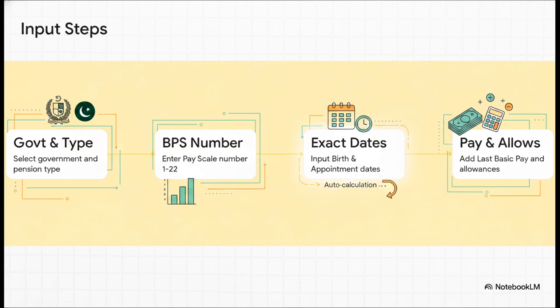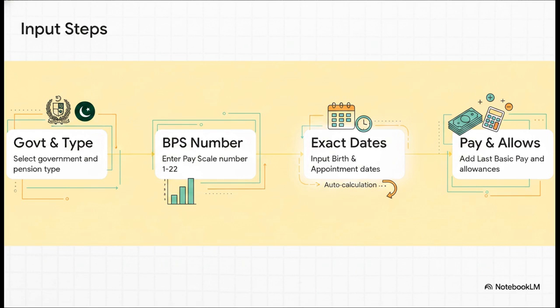Let's walk through these specific steps real quick. First up, you select your government and pension type. For example, 1 is for superannuation, which just means you're retiring at age 60. Then, you plug in your basic pay scale number, from 1 to 22. Next are the dates. You put in your date of birth and date of appointment. And honestly, there's a brilliant little feature here. If you selected superannuation, your date of retirement actually auto-calculates to exactly 60 years from your date of birth.